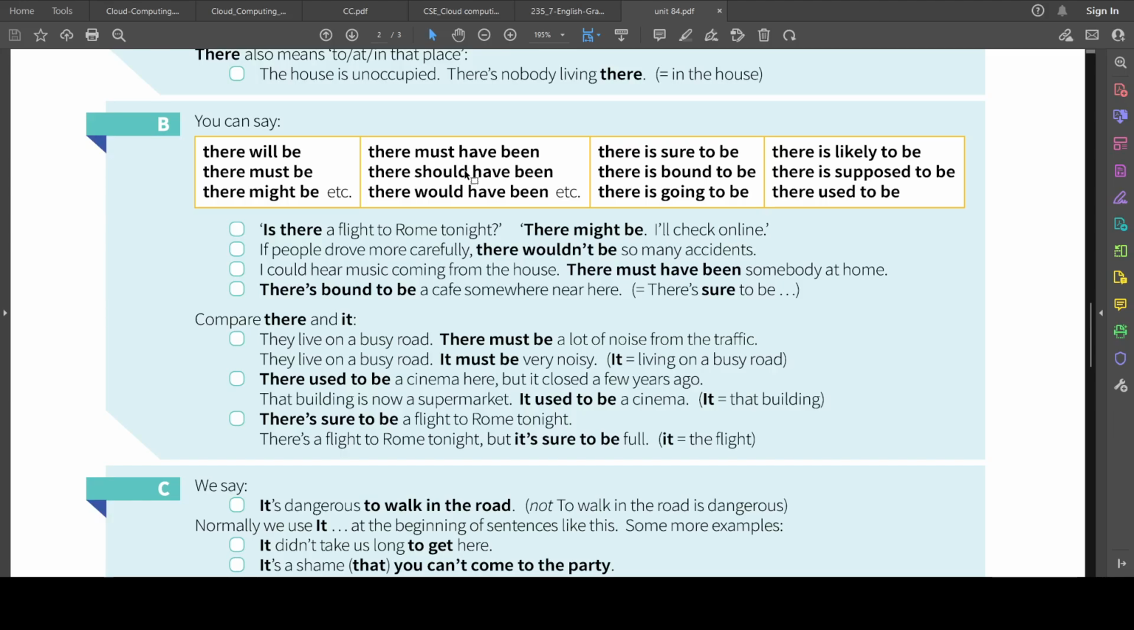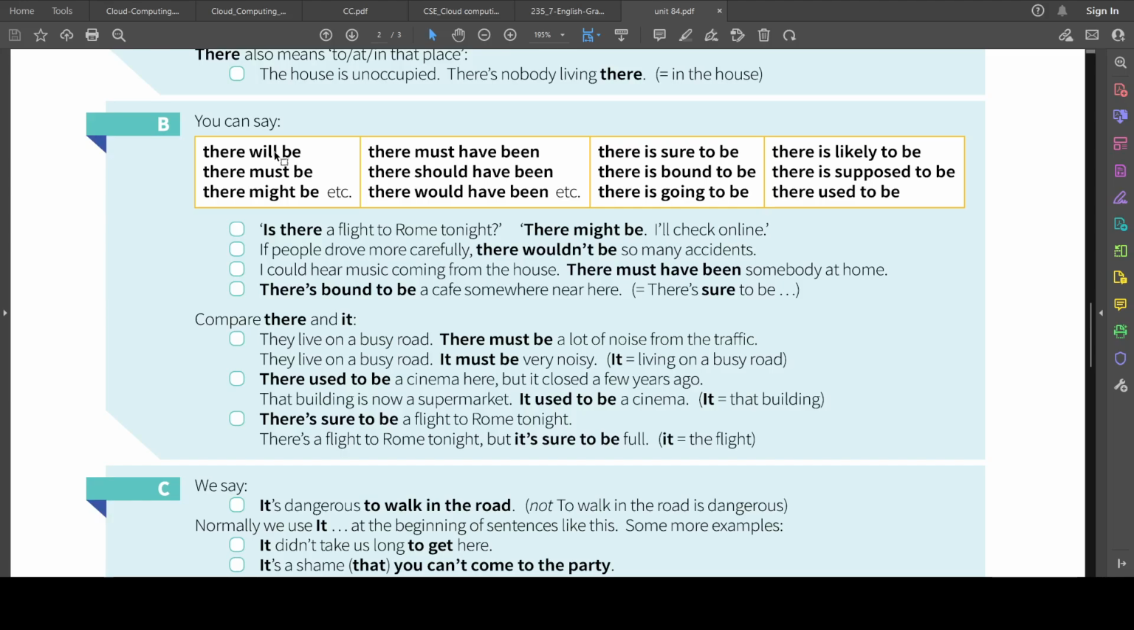There is supposed to be. We're talking about the suppositions. There used to be. We're talking about that something you used to do in the past, but in the present, not.